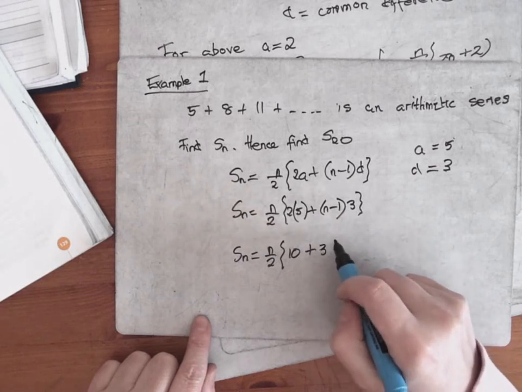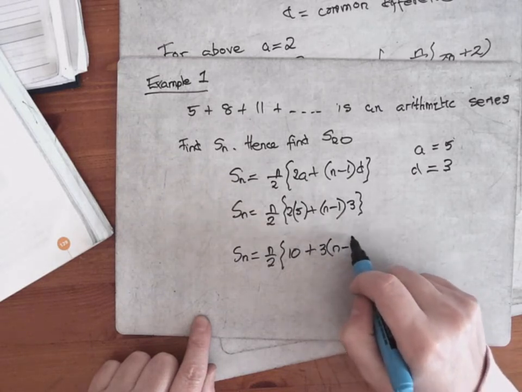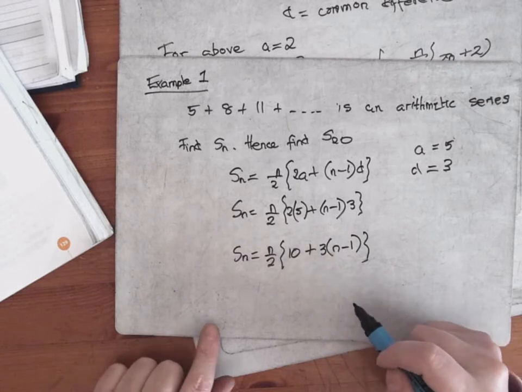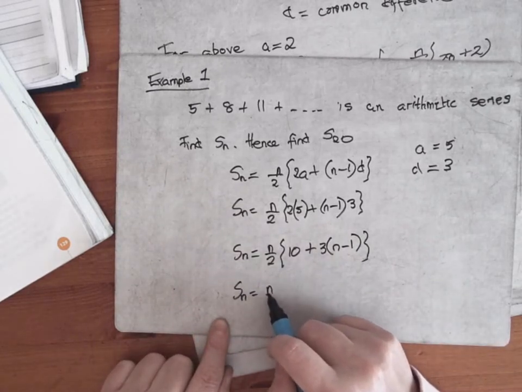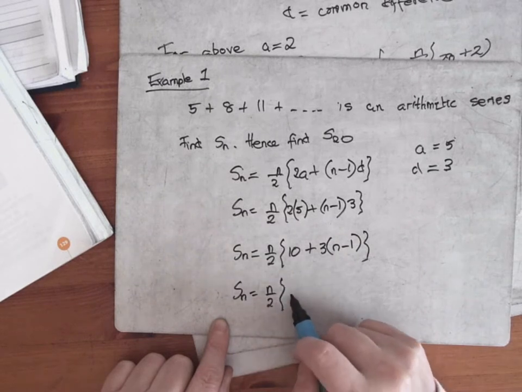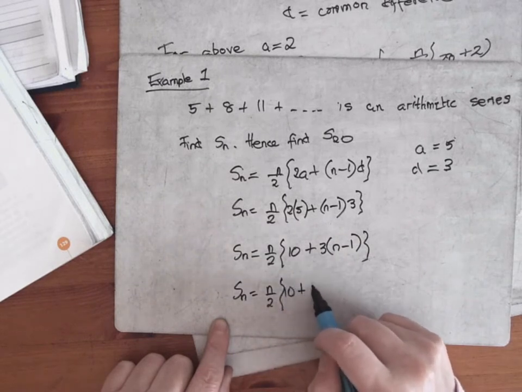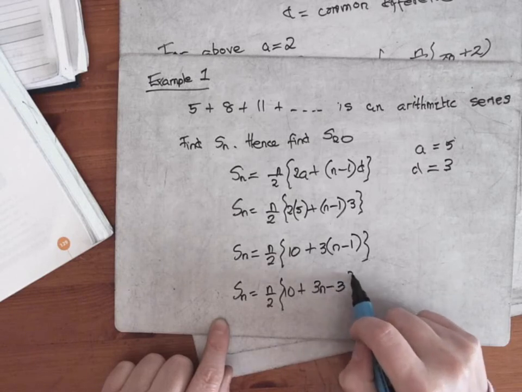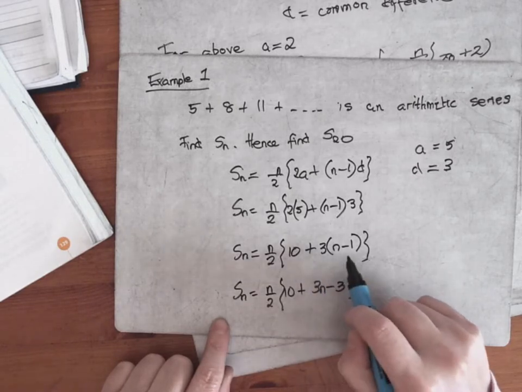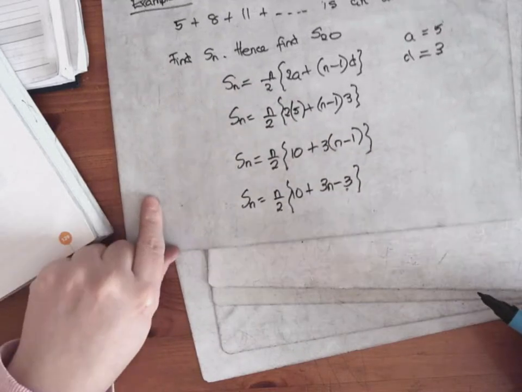I'll put the 3 at the front. You don't have to if you remember to multiply everything with the bracket. So Sn equals n over 2 into 10 plus 3n minus 3. 3 by n is 3n, 3 by 1 is 3.